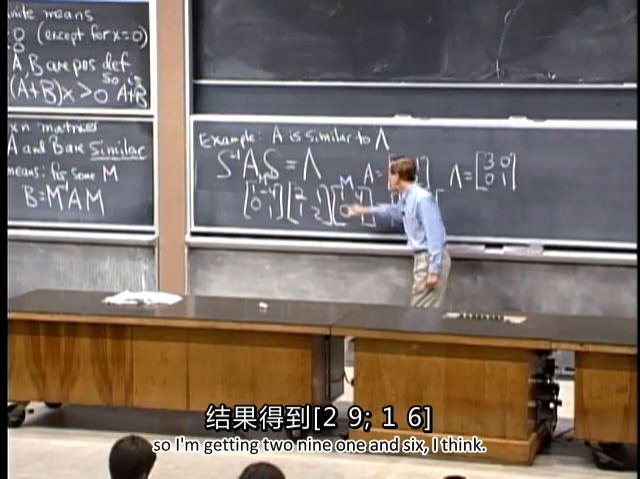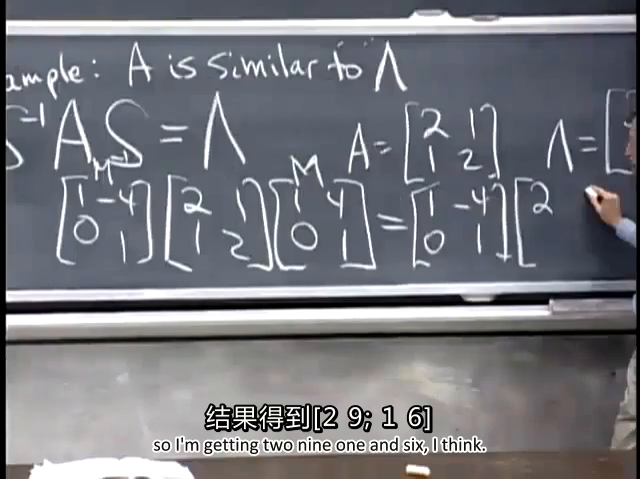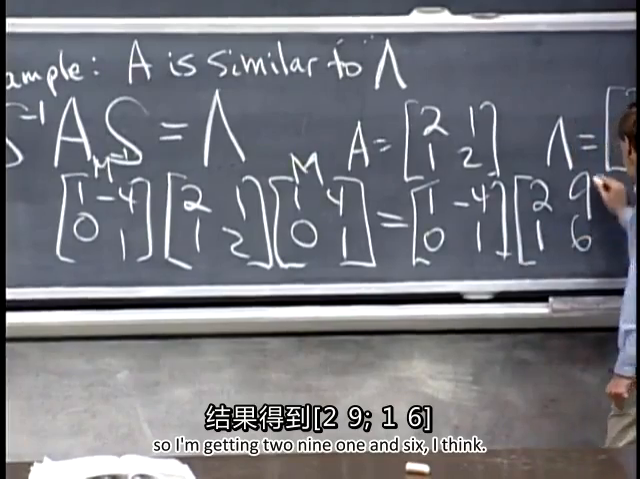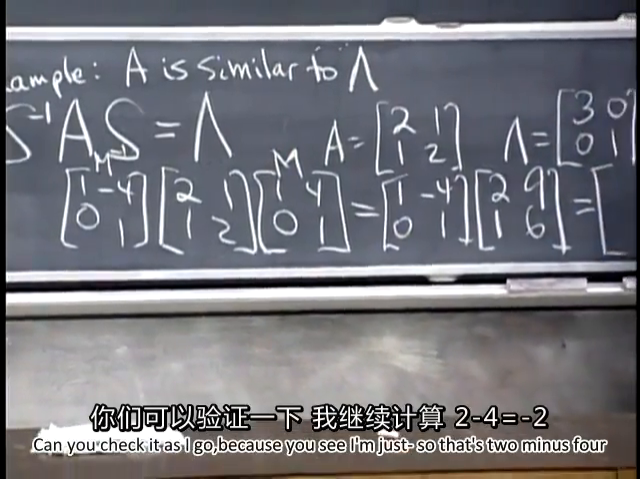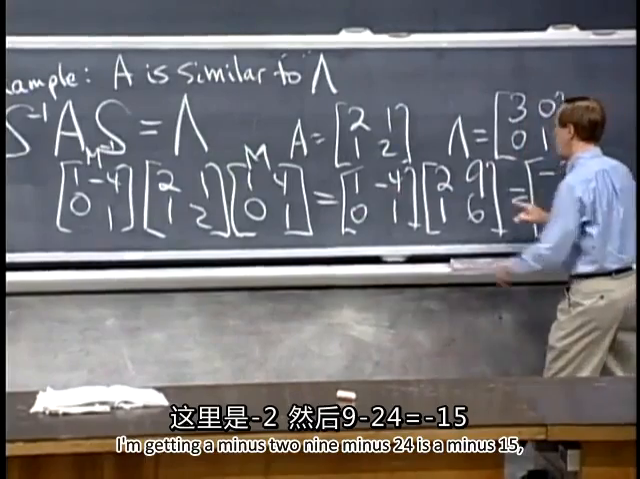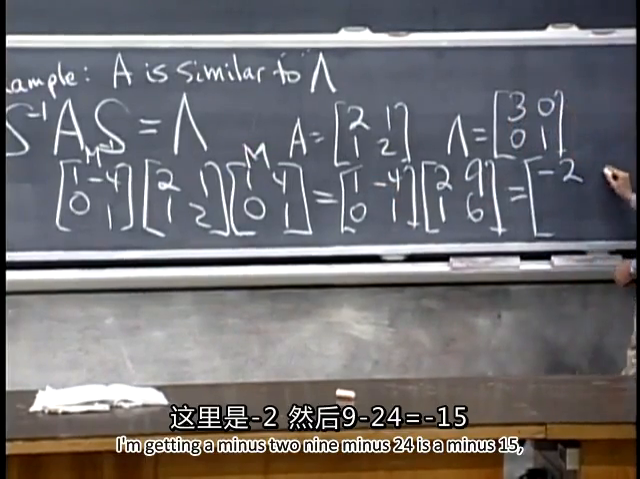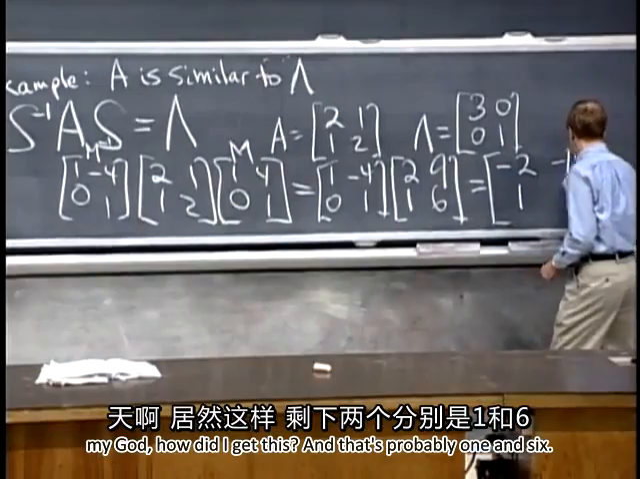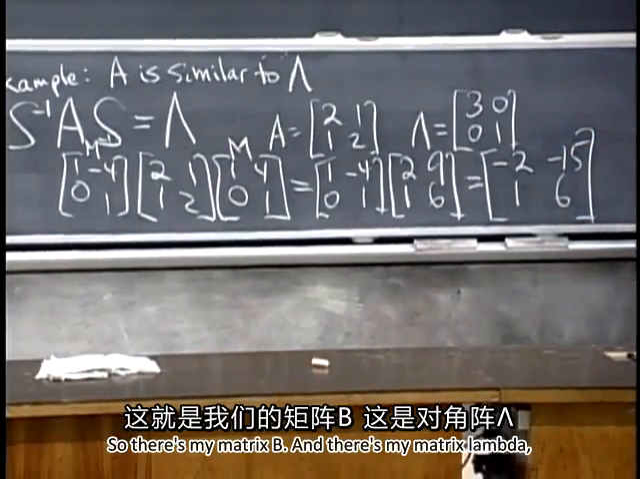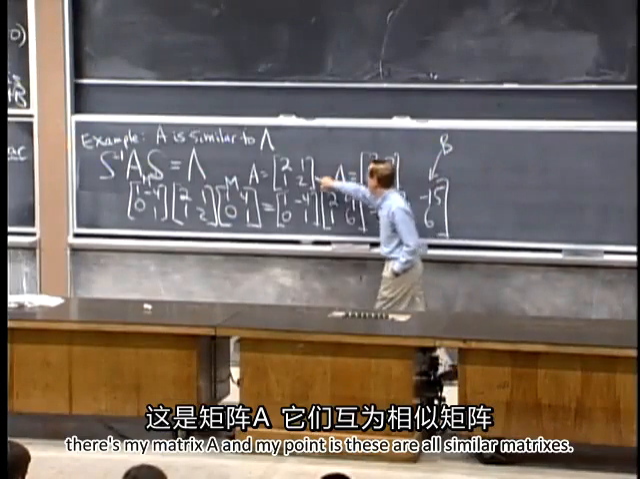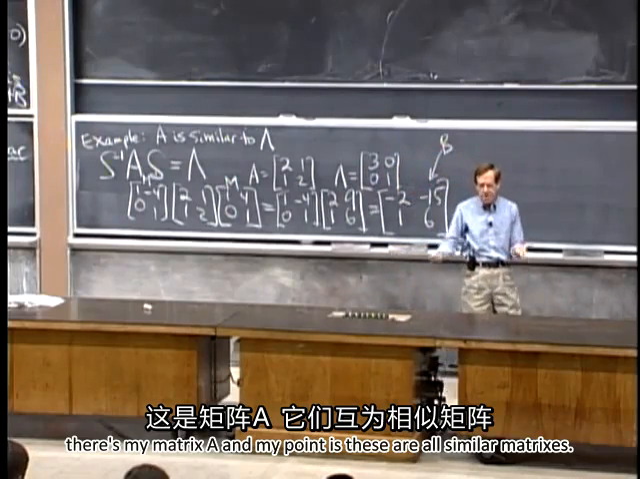So I'm getting 2, 9, 1, and 6, I think. Can you check it as I go? So that's 2 minus 4. I'm getting a minus 2. 9 minus 24 is a minus 15. My God, how did I get this? And that's probably 1 and 6. So there's my matrix B, and there's my matrix lambda, and there's my matrix A. And my point is, these are all similar matrices.